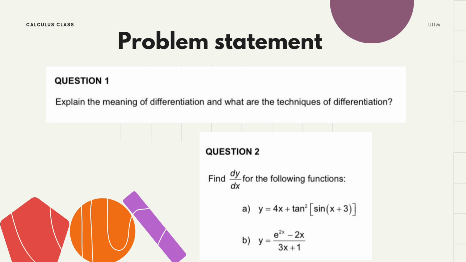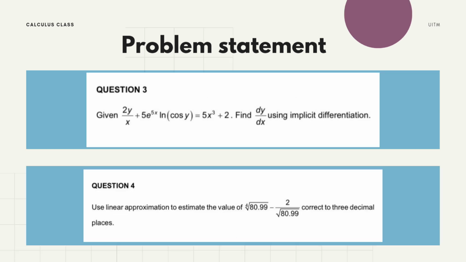Okay, so we go to the problem statement. Question 1: explain the meaning of differentiation and what the techniques of differentiation are. Question 2: find dy per dx for the following functions a and b. Question 3: find dy per dx using implicit differentiation. And the last question is question 4: use linear approximation to estimate the value, correct to three decimal places.